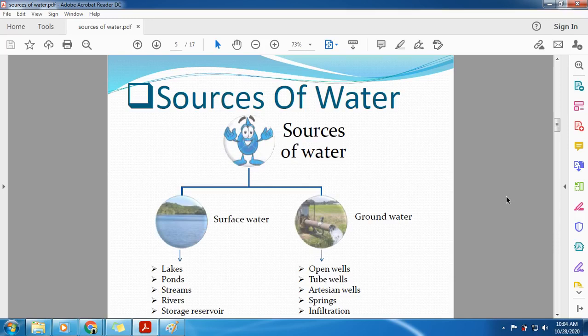Surface water or groundwater. Surface water is found in lakes, ponds, streams, rivers, or storage reservoirs. Then groundwater is from tube wells and artesian wells. So, it comes from beneath the soil. Okay? Sometimes, what comes from the soil flows over the surface and joins the surface water, of course.